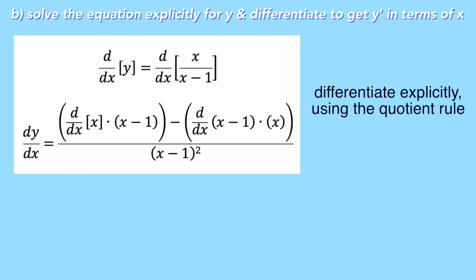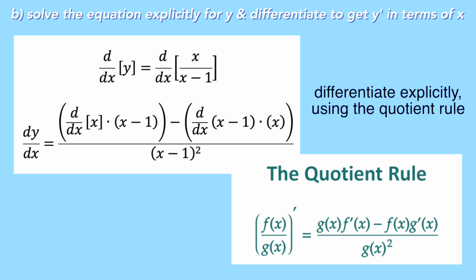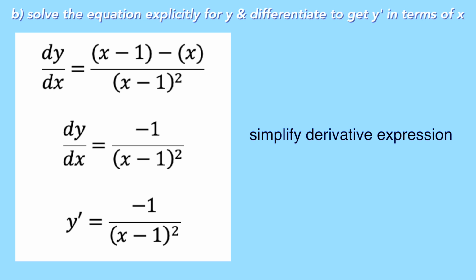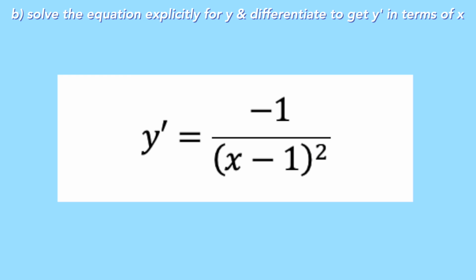In order to continue differentiating explicitly, we must apply the quotient rule. Applying the quotient rule and then simplifying, we get dy over dx is equal to the quantity x minus 1 minus x, divided by x minus 1 squared. Now simplifying our derivative expression, we get y prime is equal to negative 1 over the quantity x minus 1 squared. So our final answer for part B, by solving explicitly, is y prime is equal to negative 1 over the quantity x minus 1 squared.